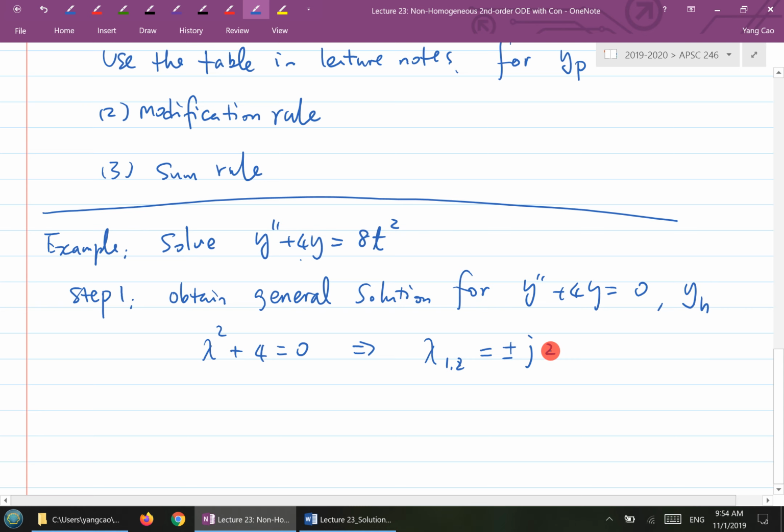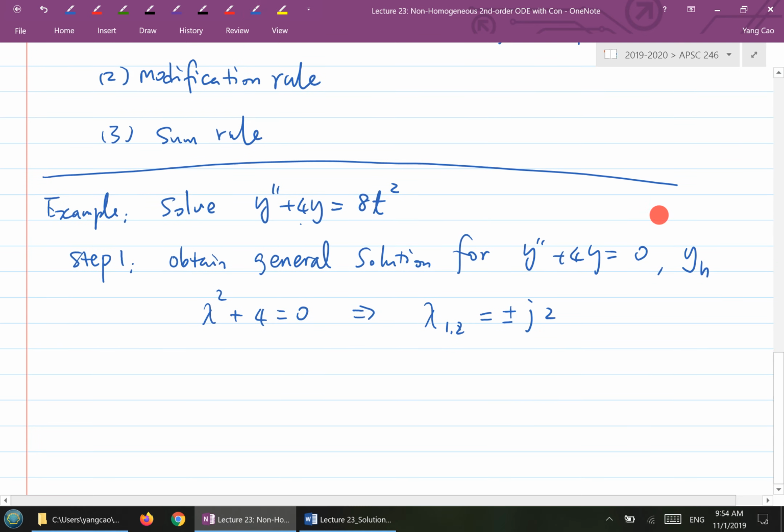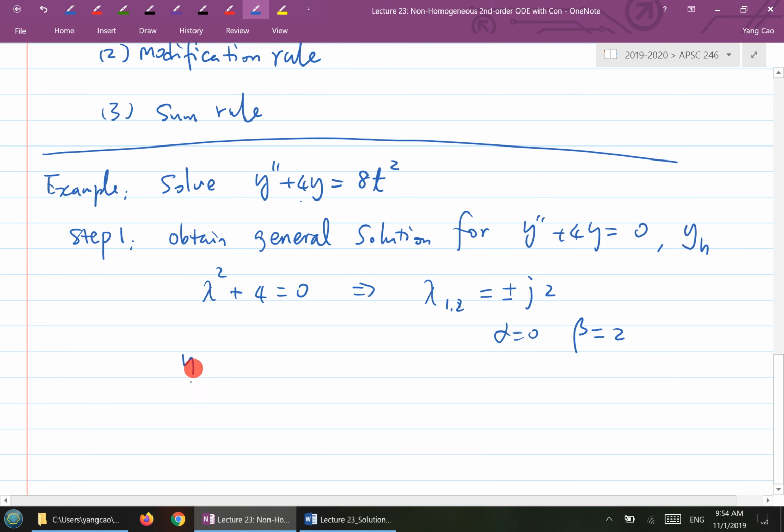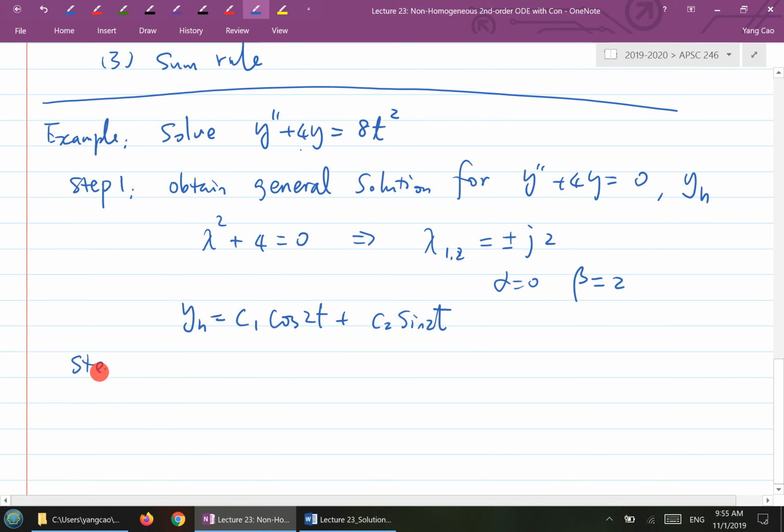And you get two complex conjugate roots, basically alpha equal to 0 and beta equal to 2. And you have the handout from the previous lecture, so your YH is basically just C1 cosine 2t plus C2 sine 2t. Okay, so that's the first step to get the YH. And the second step is to obtain the particular solution yp. Okay, so this yp is the particular solution for this non-homogeneous one.